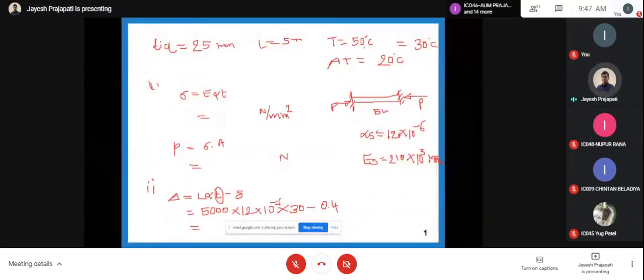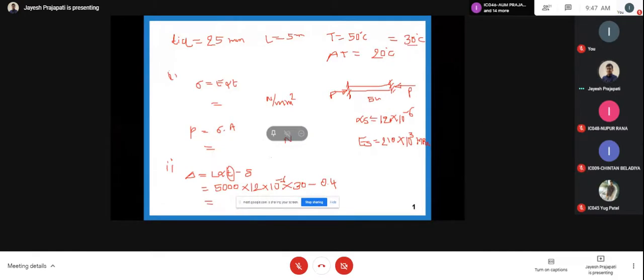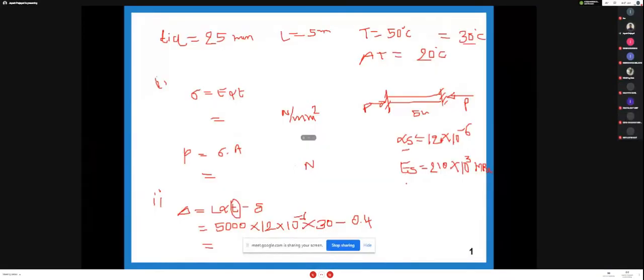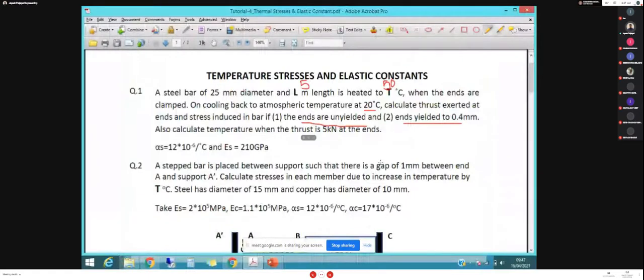Okay, so for your temperature difference, always remember the T is nothing but the temperature difference. So that is 30 degrees. Alpha S and E S are the basic parameters, the thermal coefficient and Young's modulus. Okay, alpha S is 12 into 10 power minus 6, and E S is 210 gigapascal.